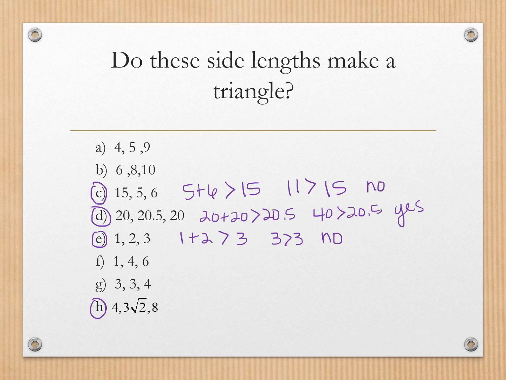Next we have 4, 3 square roots of 2, and 8, but I don't even know what two are my smaller sides. So what I would have to do is grab my handy dandy calculator and type in 3 square roots of 2 to know what that even is as a decimal. So that is going to be about 4.2. So then I know that these two smaller sides, 4 plus 4.2, would have to be greater than 8. So is 8.2 greater than 8? It is. So then again, we would have a good triangle.